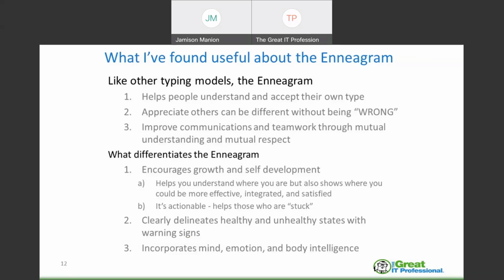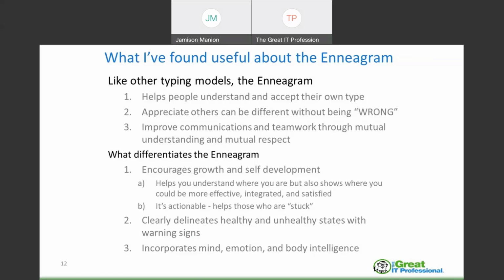The Enneagram is like the other types. It helps you understand your own type, it can help you appreciate other people without being wrong, and it improves our communications. But what's different about this, and when I first heard about it, I was a little bit dubious, and I'm naturally skeptical by nature. But as I've really dug into this, done a lot of research, and been using it with my clients in individual coaching for a while now, I'm really seeing some amazing things.